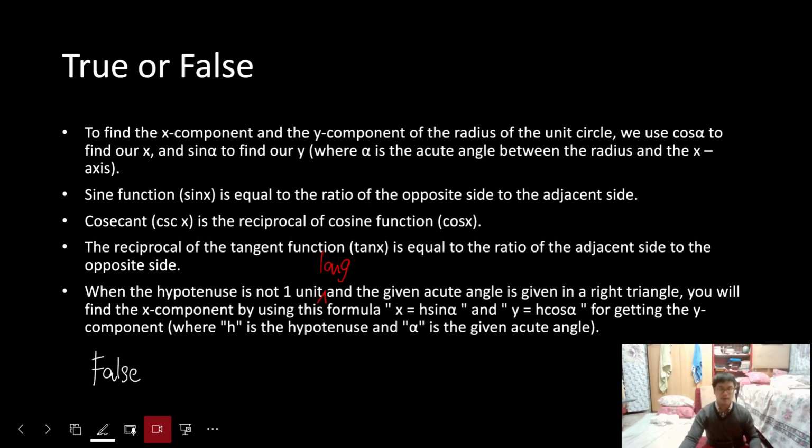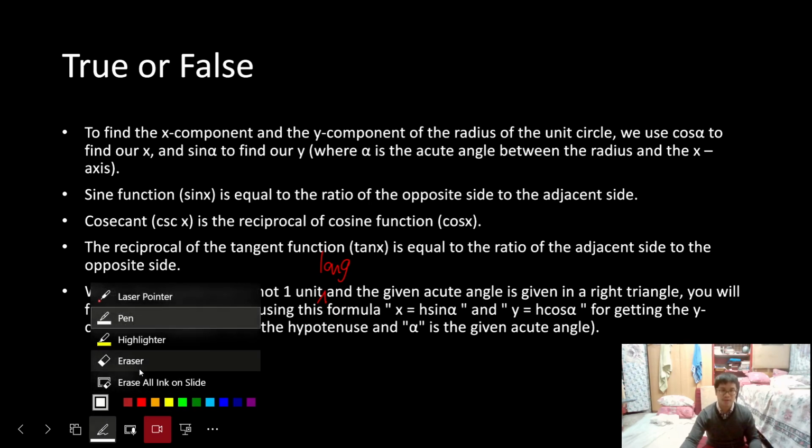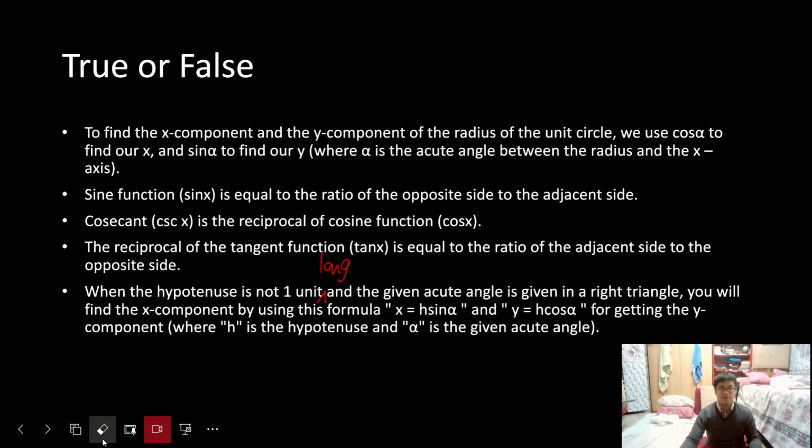Why false? First and foremost, it is almost correct actually. If your hypotenuse is not 1 unit long, this is what you're going to use. But there's one thing that is wrong. In getting the x component, we're not going to use sine. Rather, we're going to use cosine alpha. Now, for your y, instead of h cosine alpha, it's h sine alpha.